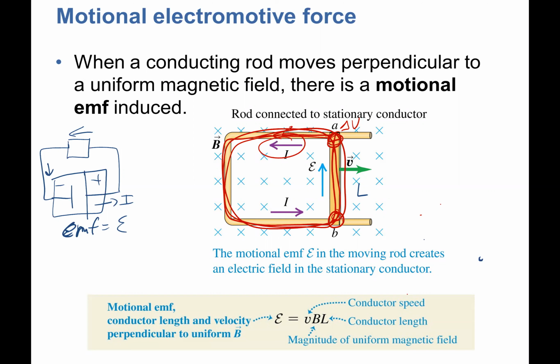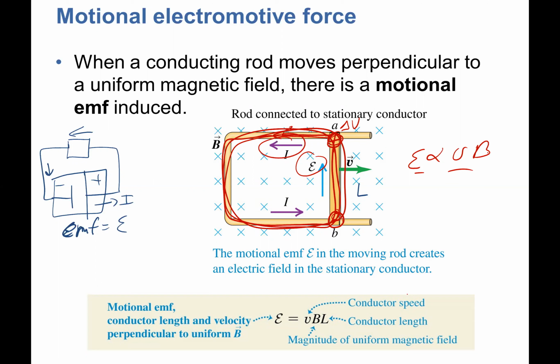And EMF, which is the potential difference between points A and B, is directly proportional to the velocity, right? Because if that rod is not moving, there is no EMF. Only after you start moving do those charges start separating. So EMF is directly proportional to the velocity. But also, if there is no magnetic field, there will be no EMF.